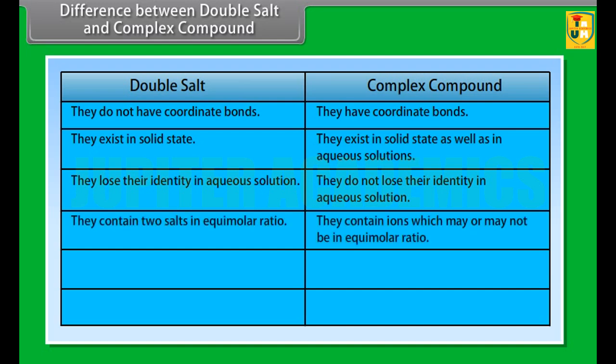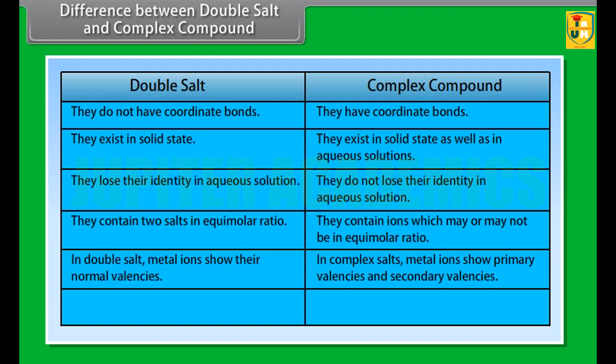Double salts contain two salts in equimolar ratio, whereas complex compounds contain ions which may or may not be in equimolar ratio. In double salts, metal ions show their normal valencies, whereas in complex salts, metal ions show primary valencies and secondary valencies. Double salts form simple ions in aqueous solution, whereas complex compounds form complex ions in aqueous solution.